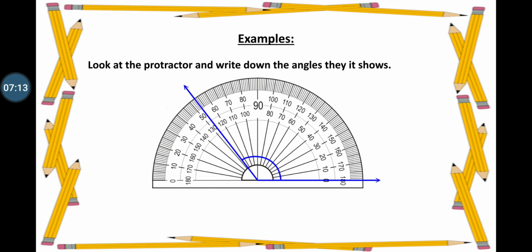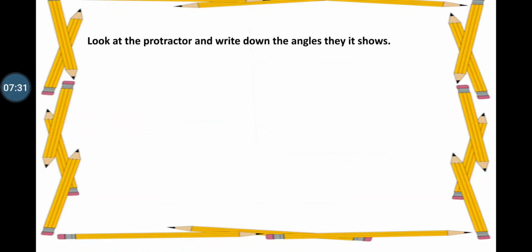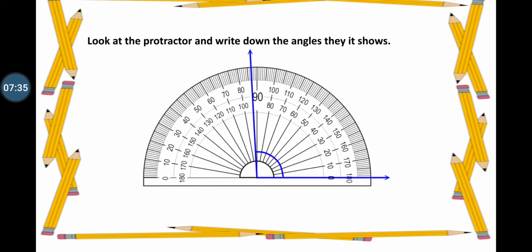So this is the inner scale. So we have to take the inner scale and we have to calculate the degrees. So these are, you can see how many degrees are these. It is 127 degrees. In the next example, you can see again we are using the inner scale. So its measurement is 93 degrees.